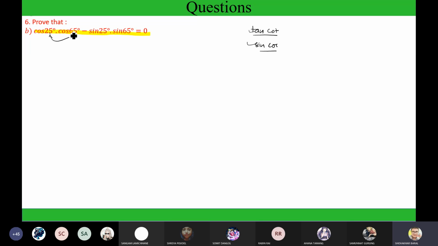So cos 25 and cos 65, you can see the pair of the angle 25 and 65, they form a complementary pair here. Okay, the complementary pair of the angles 25 degree and 65 degree.